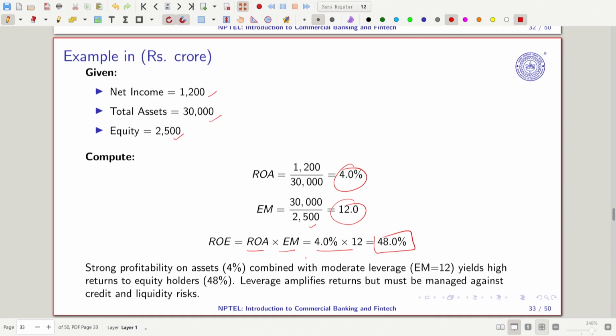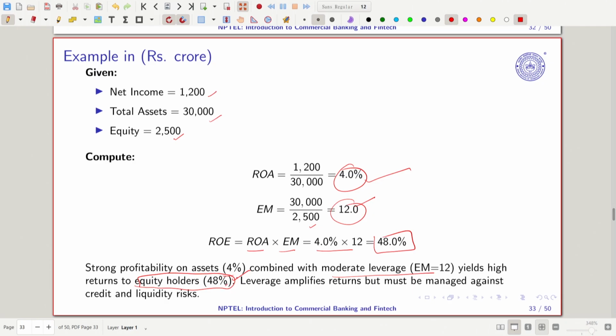So how can you interpret this? A strong profitability on assets, which is 4%, combined with moderate leverage, the equity multiplier, which is 12, immediately gives the equity holders a return on equity of 48%, which means that the two angles are important. If you are an investor in banking stocks, then you have to always keep in mind that it is not just the return on assets, but it is also the equity multiplier that plays an important role.